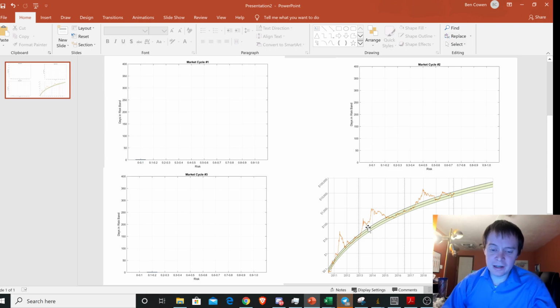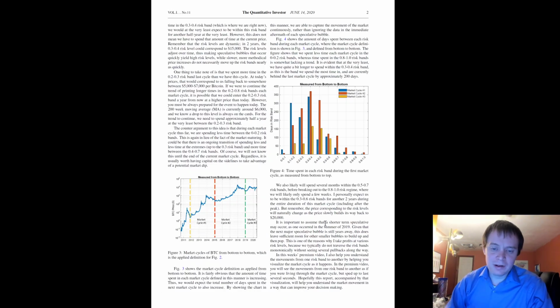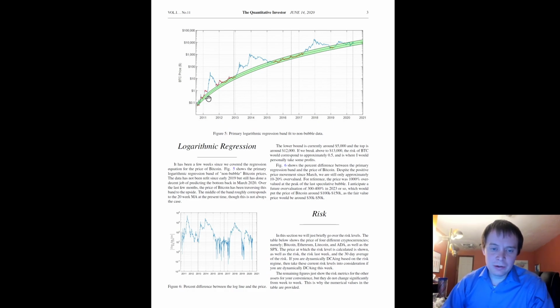We're still looking out to the longer term picture, right? Of looking at, say, a 6-figure Bitcoin, maybe 3 years from now or so. So it doesn't really affect that. I've included the regression curve in the newsletter, so you can just peruse it at your liking. And then also we have the percent difference between the primary regression band and the price.